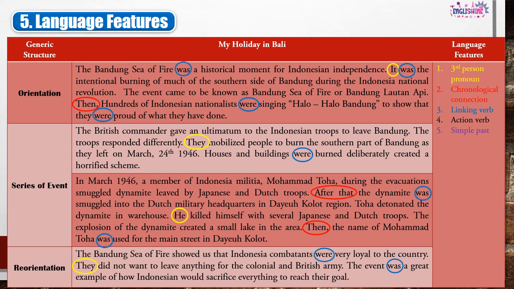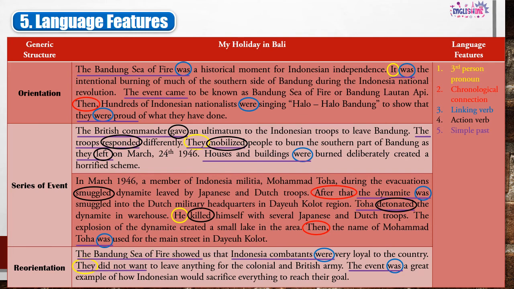Third, linking verbs in the blue circle. There are was and were. And fourth, action verbs in the black circle. There are gave, left, killed, detonated, mobilized, smuggled, and many more. And the last is simple past. We can see here: it was, the event came, they were proud, they did not want to leave, and many more.